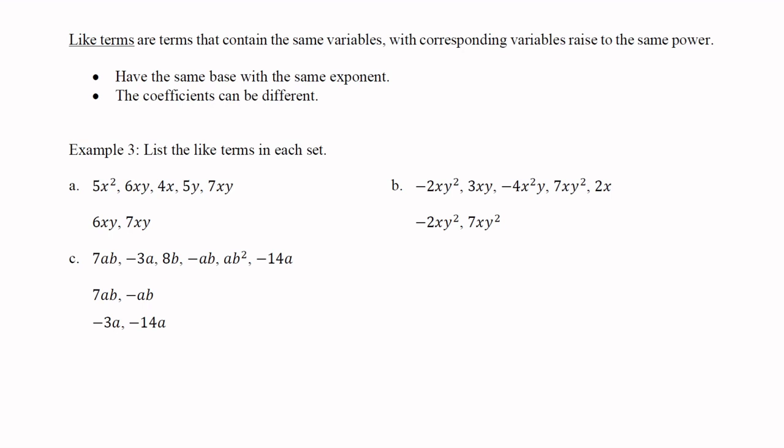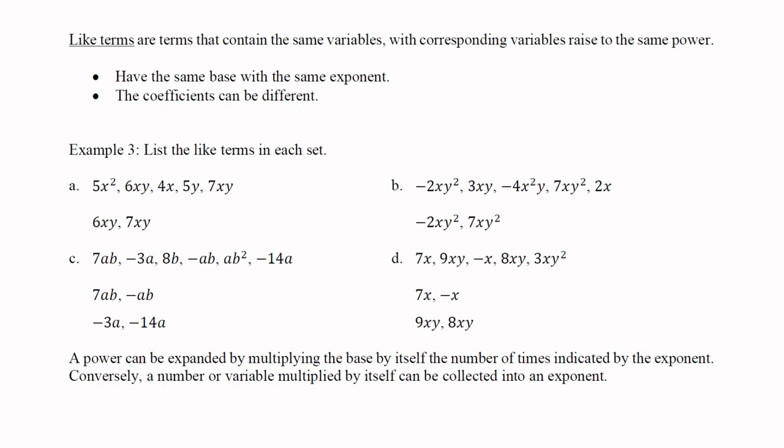One thing that I would probably do, and this may help you out, is as you list your like terms, scratch them off your list so you have a better view of what you have left to look at. For d here, we have 7x. If we look down our list, we have a negative x, so those are like terms. And then we have a 9xy and an 8xy, so those are like terms.